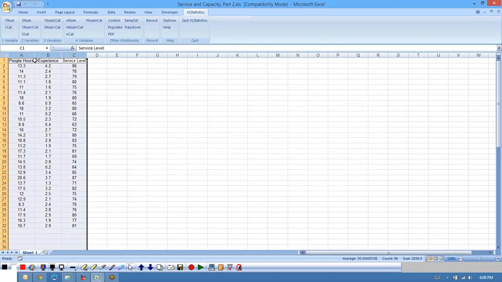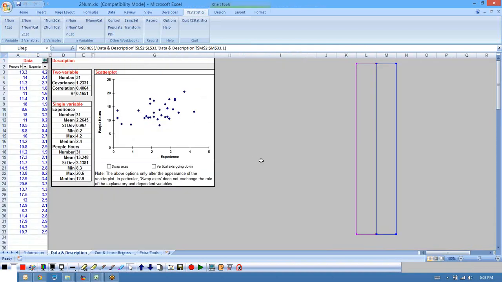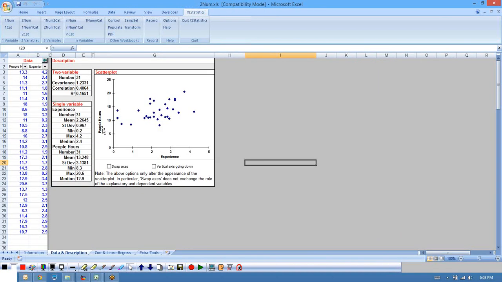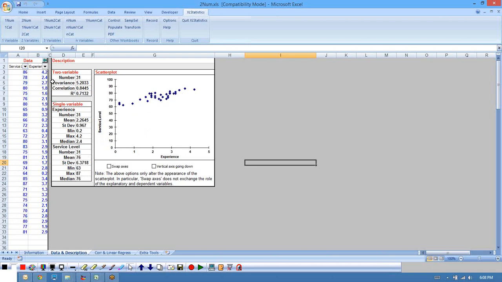I'm just going to select all of these. Now remember, we have to think about what our Y variable is and what our X variable is. Yes, I know I selected 3, but I'm really only interested in column A and column C. That's 2. All right, here we go. First thing is I've got to get the scatter plot right. This is people hours versus experience, but I want service level on the y-axis, and I want people hours on the x. There we go. That's the scatter plot I want.